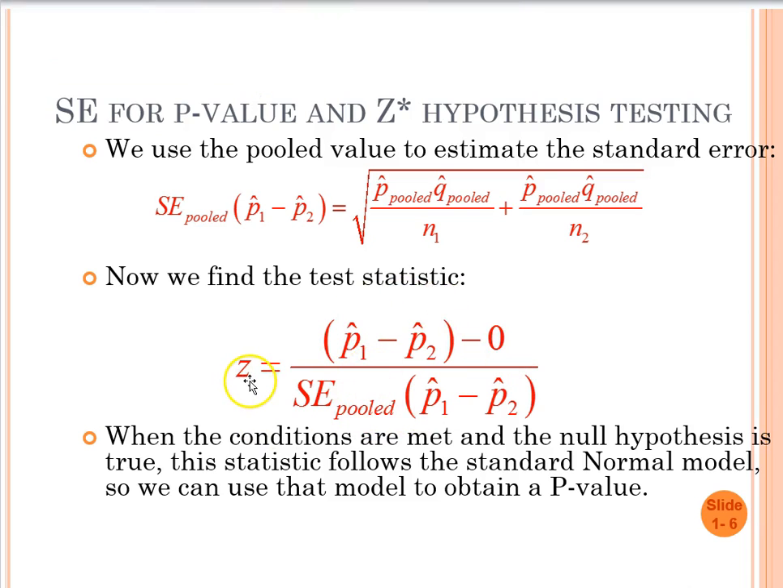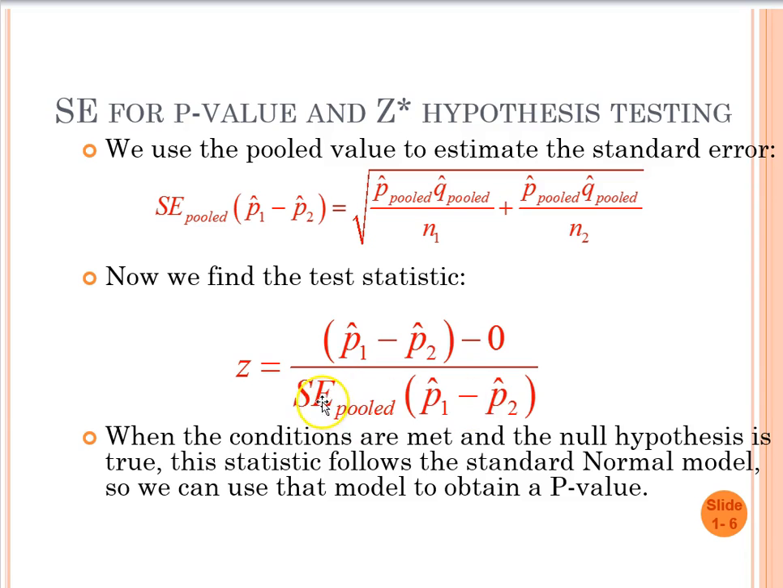So our z-score is just going to be our sample difference minus 0. And remember, we usually put our hypothesized value second. And here, our hypothesized value is 0. So that's why we're subtracting 0 here. And then we're going to put our pooled standard error on the bottom.